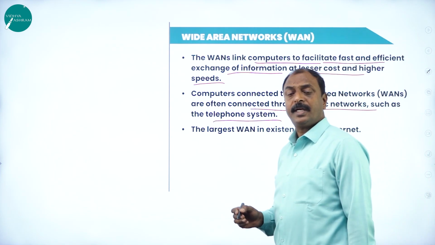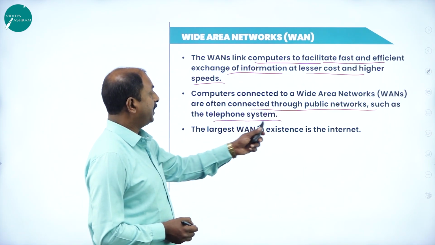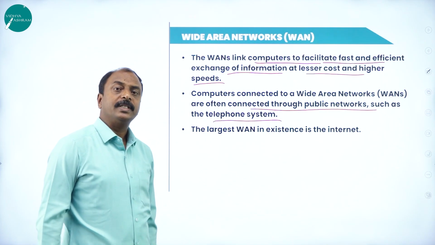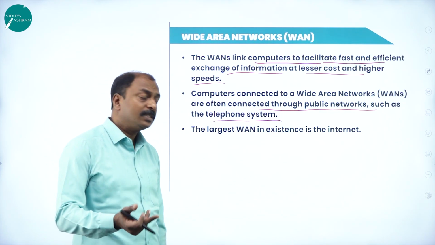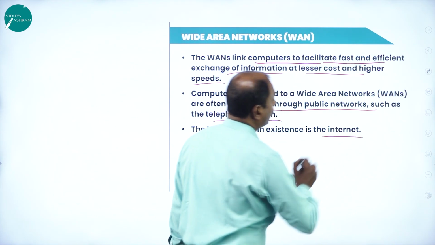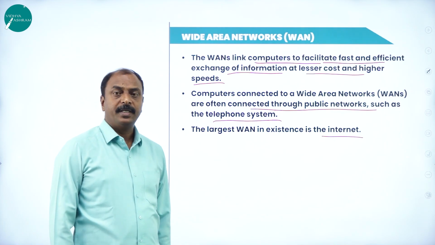Here we are connecting two different computers in a WAN through a public network, that is, a public domain. An example is through telephone cables or the telephone system. And the internet is a very good example of WAN-type connectivity. So this is about wide area networks.